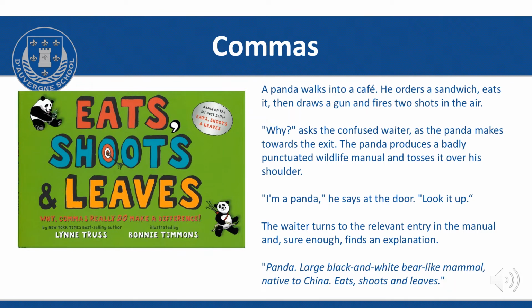"Panda, large black and white bear-like mammal, native to China. Eats, shoots and leaves." So because the manual is badly punctuated and you've got the comma in there, the panda thinks he's meant to eat things, shoot things and then leave, as in exiting. Obviously what it's meant to say is that pandas eat shoots and they also eat leaves.